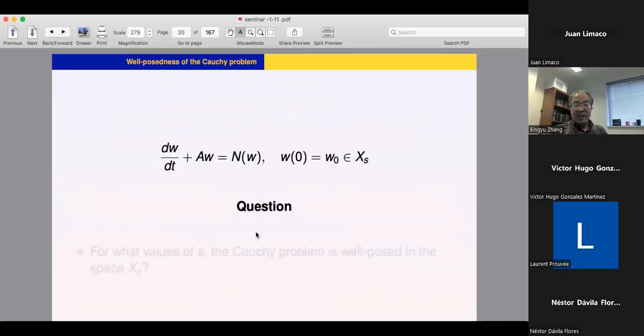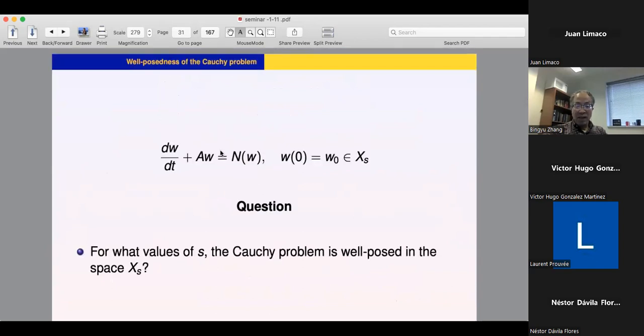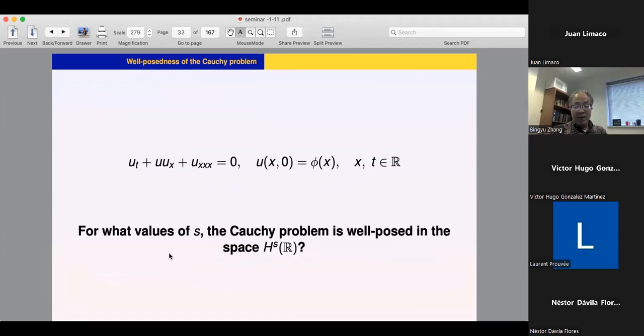Now, the question for the abstract Cauchy problem is: for what values of s is the Cauchy problem well-posed in this space? We're looking for all those s for which the Cauchy problem is well-posed. Now let's go back to consider the Cauchy problem of the KdV equation on the whole line R. For what values of s is the Cauchy problem well-posed in the space H^s(R)?